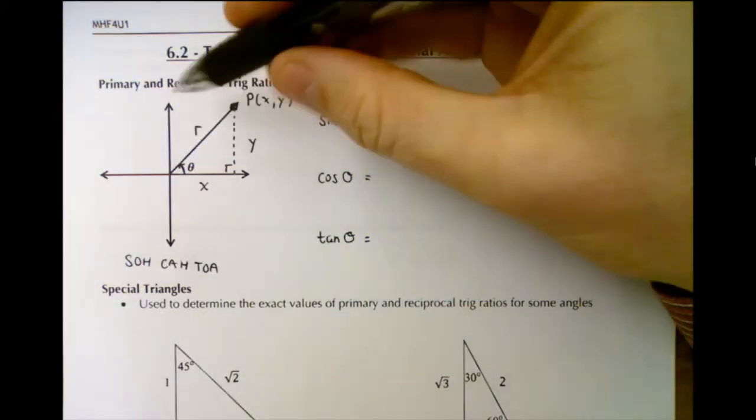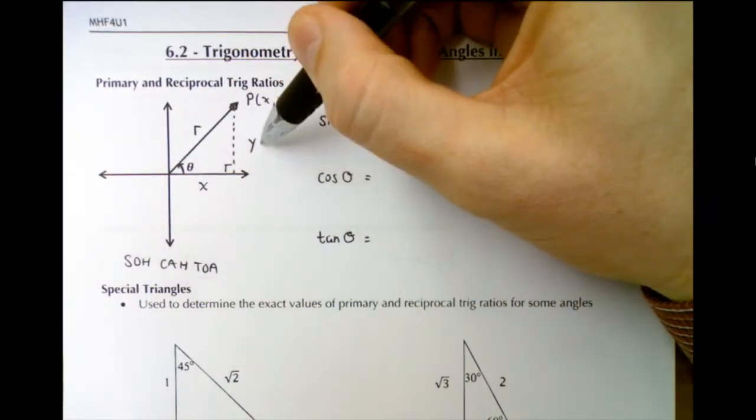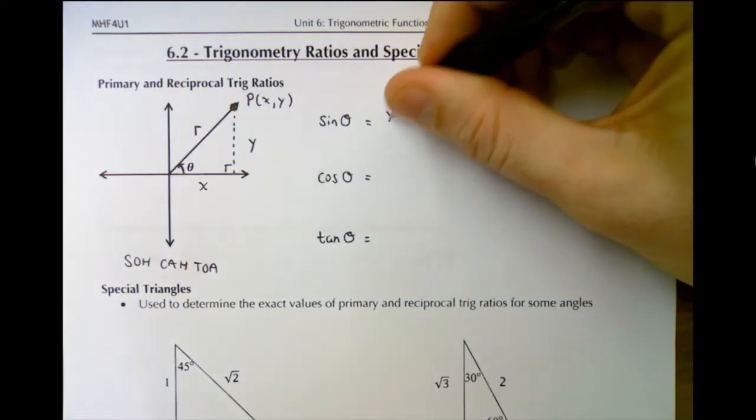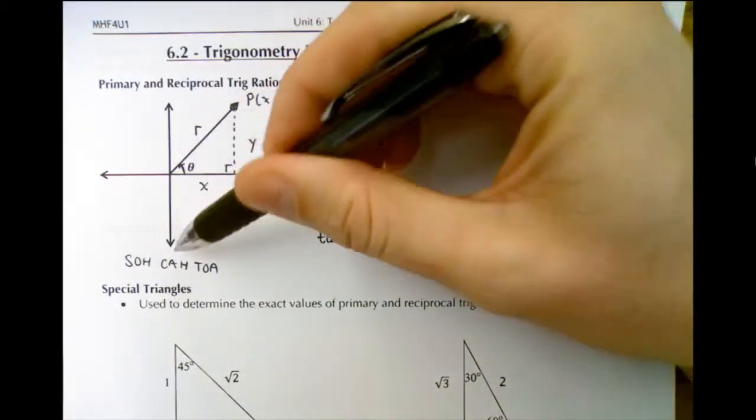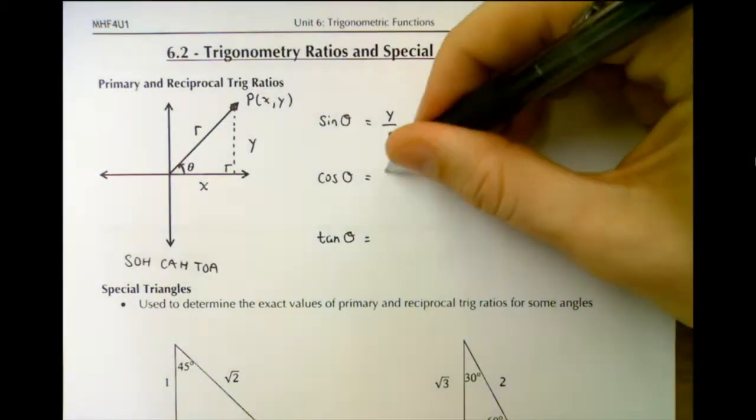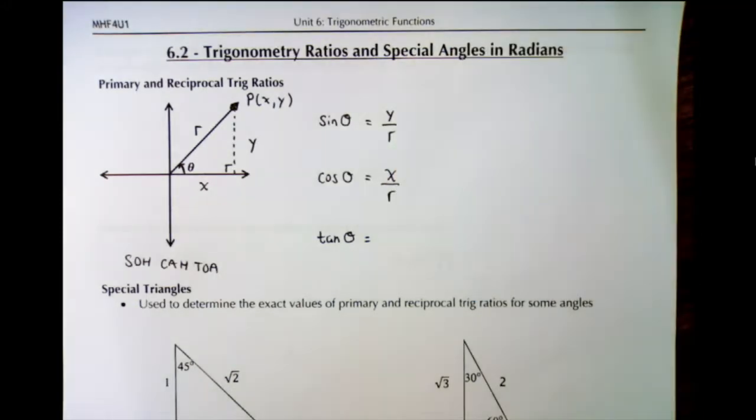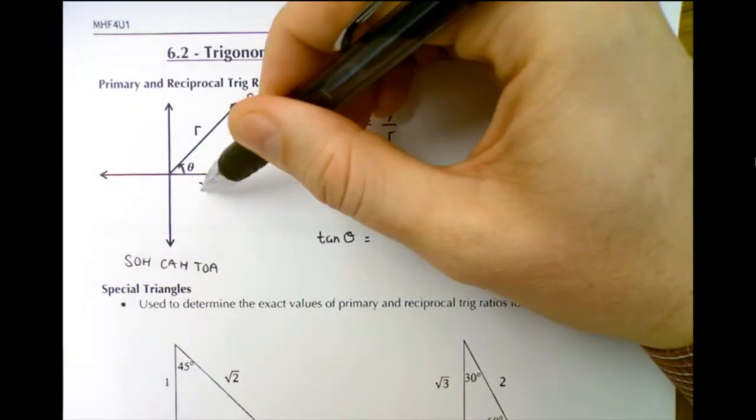So from our principal angle, sine is opposite over hypotenuse, opposite's y, hypotenuse is r, so sine is y over r. Cos is adjacent over hypotenuse, or CAH. Adjacent is x, hypotenuse is r, so cos is x over r. And tan is opposite over adjacent, which is y, opposite, over x, adjacent.